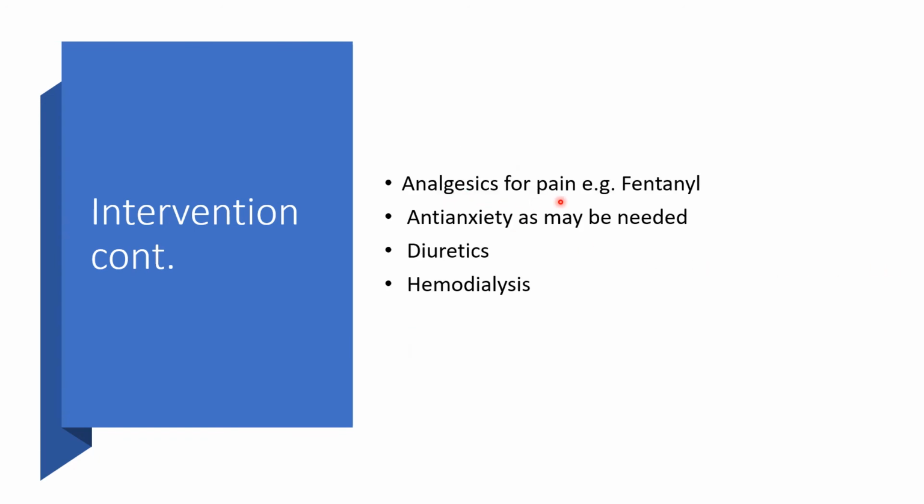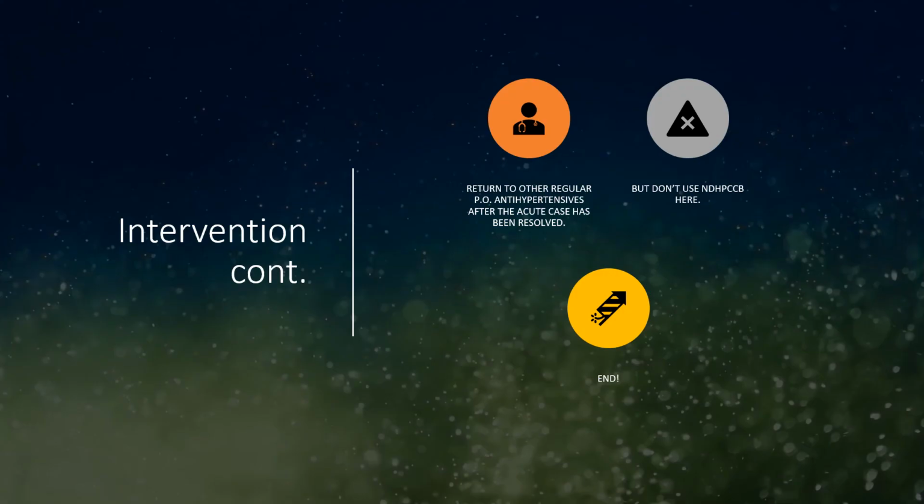We can give analgesic for pain, e.g. fentanyl. Anti-anxiety may be needed if anxiety is peaked in this individual. Diuretics and hemodialysis, as the case may be. Now, return to other regular per oral antihypertensives after the acute case has been resolved. But don't use non-dihydropyridine calcium channel blockers in hypertensive emergency. Again, no verapamil here, no diltiazem here.